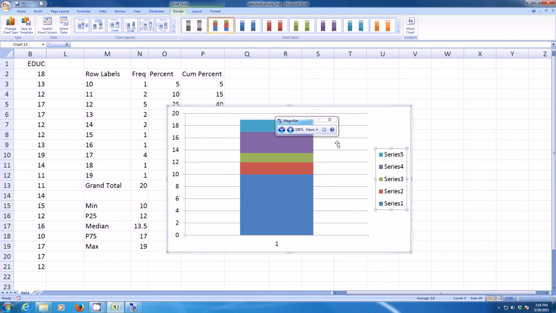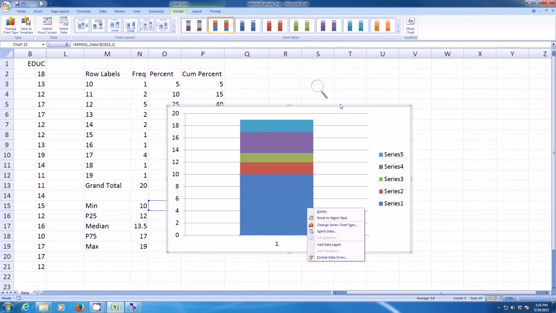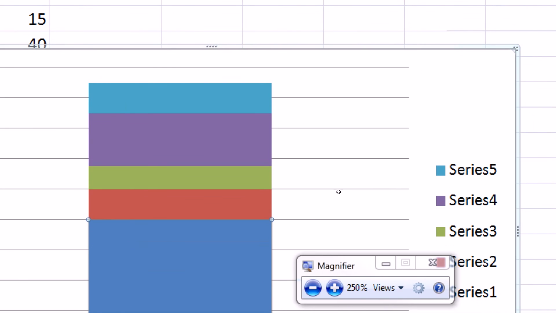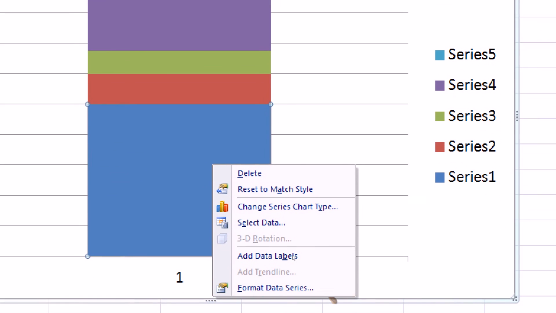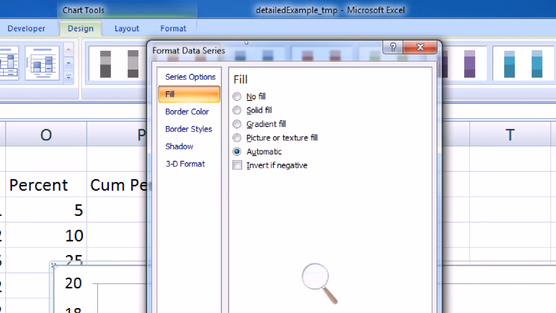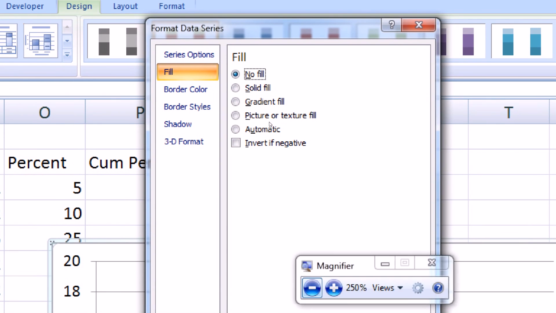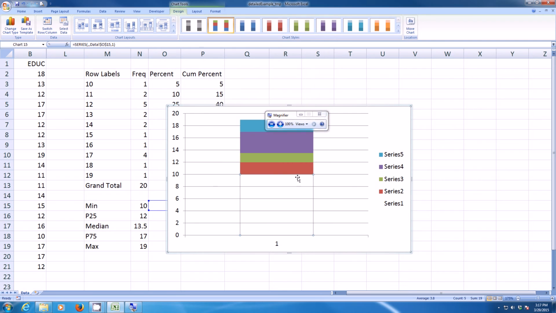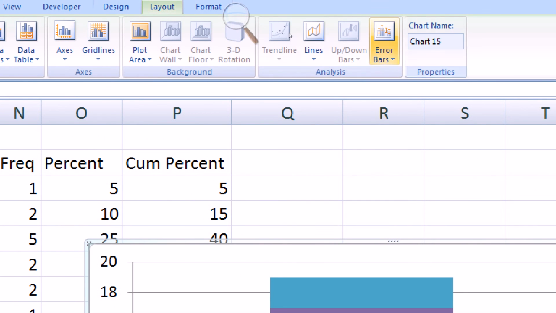We'll click OK. Now we have to edit some of these values to make them look more like a box plot. The first thing we're going to do is go to the first series, right-click, and hit Format Data Series. We go to Fill and hit No Fill, and then hit Close, because we basically want this one to be gone. Now for the next series, we're going to do the same thing, but before we do that, we'll go up here to Layout, and then we're going to add an error bar.